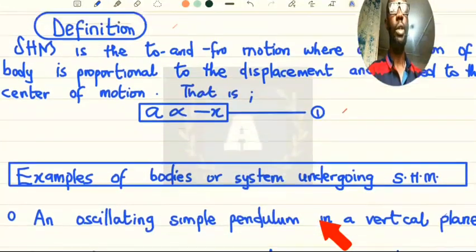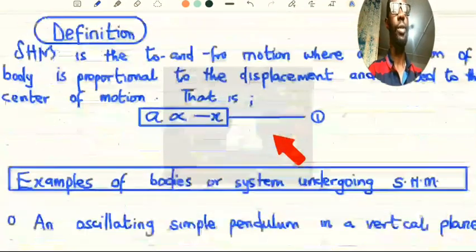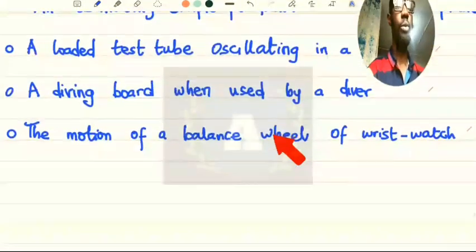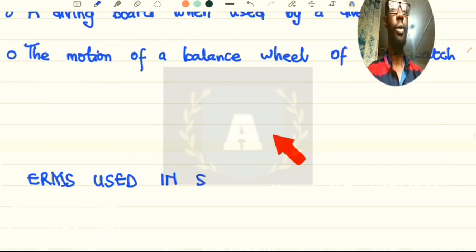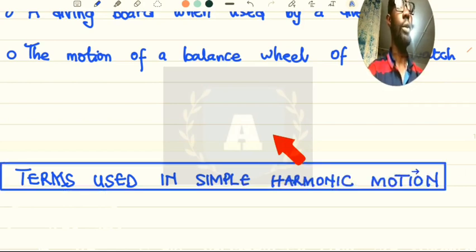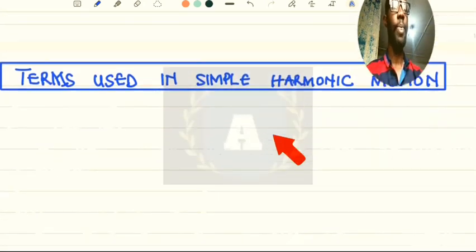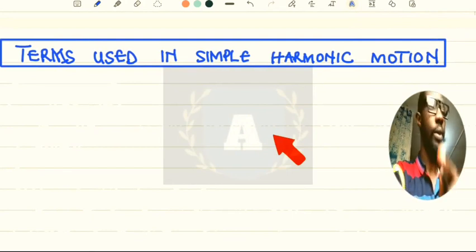So now we move to the next thing, which is terms used in describing simple harmonic motion. We have terminologies. There are some terms that are employed when explaining simple harmonic motion. Now, what are those terms? What are the terminologies that are employed when explaining the concept that has to do with simple harmonic motion?